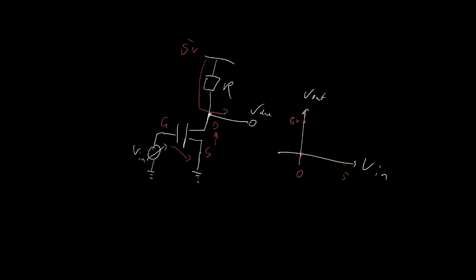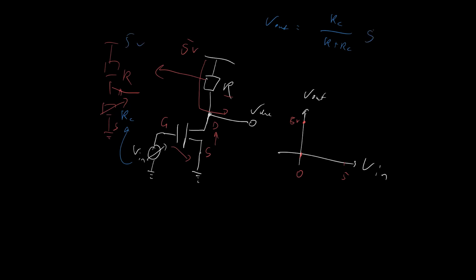Anyway, depending on the value of the resistor here, we basically have a voltage divider. We've got our R up the top from here, and we've got our variable resistor representing the source to drain resistance. And that means that our output is just a voltage divider. So if we call this resistance RC for channel, and that depends on the input voltage, then V out is going to be equal to RC on R plus RC times the supply voltage, 5 volts.